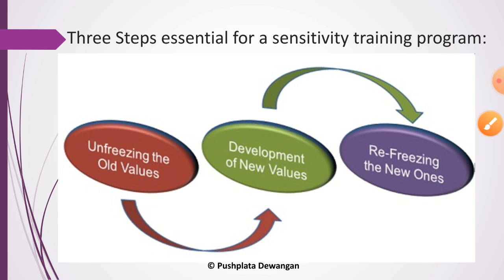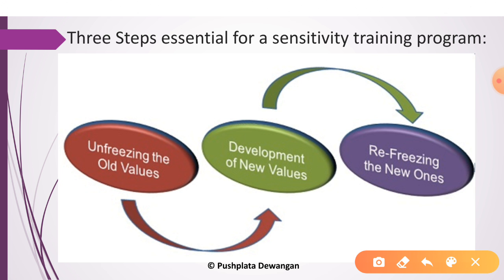Next, there are three steps which are essential for sensitivity training. Under this, the first one is unfreezing the old values. Here, the group members should keep their old beliefs and perceptions about the other members aside and be motivated to speak freely whatever is on their mind. By doing so, there is a chance that each member will be heard carefully, and new relations can be formed by eliminating the misconceptions that were created in the past.